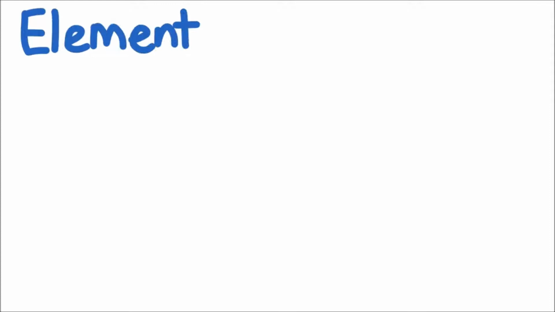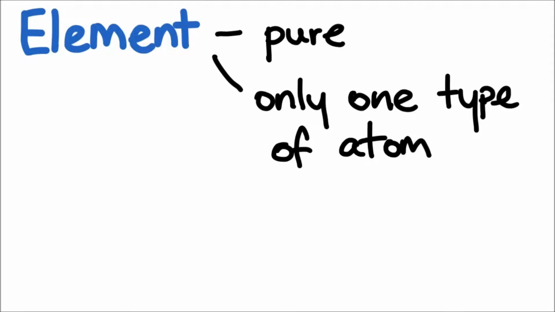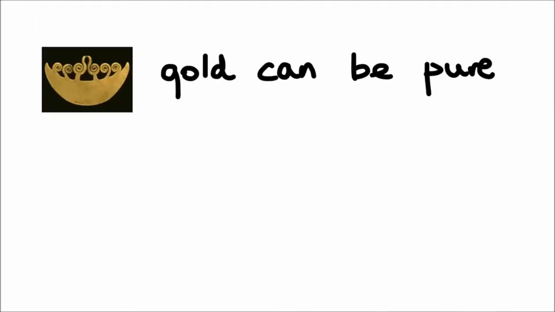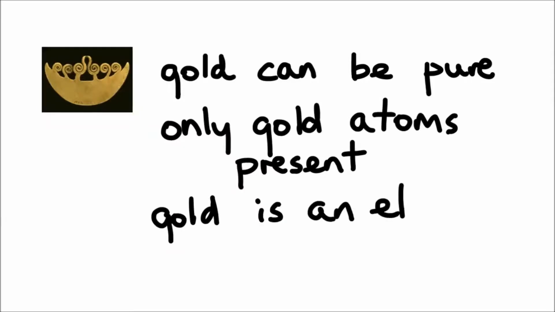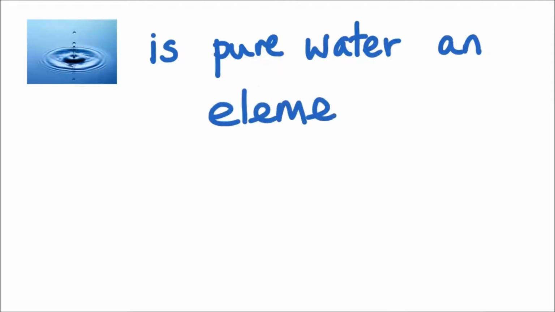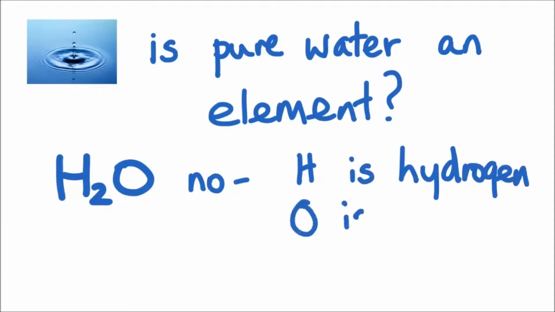So what is an element? We say it's something that's pure and there's only one type of atom present. Thinking about gold, we can say gold is pure, and there are only gold atoms present, so gold is an element. What about water? Is that an element? No, water is made up of H2O, which is hydrogen and oxygen. There are two sorts of atoms, so it's not an element, it's a compound.